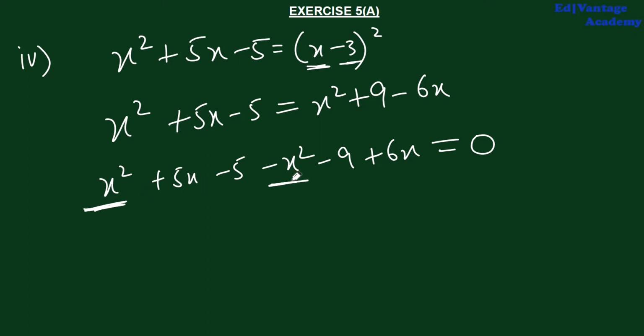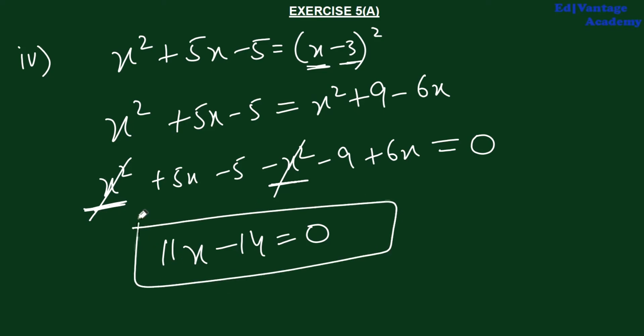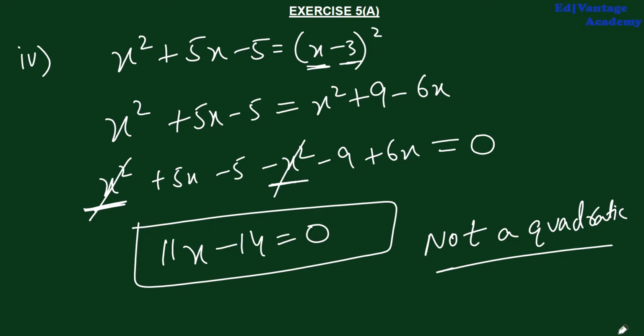1x square minus 1x square are like terms. They will become 0 as it is 1 minus 1. 5x plus 6x, that's 11x, minus 5 minus 9 is minus 14, so 11x minus 14 is equal to 0. Now here also you can see the highest power of the variable is 1. If the highest power of the variable is 2, then only we can say it's quadratic. So since this is not quadratic, this equation is not a quadratic equation.